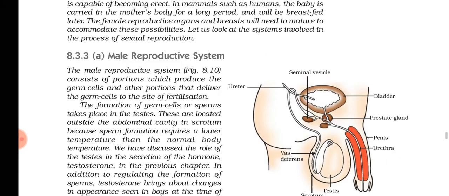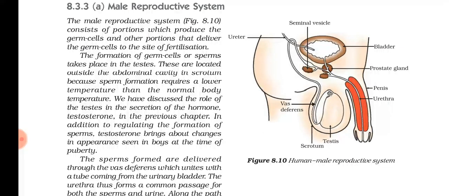Understood? So, what is the function of testosterone? Testosterone is a hormone produced by the testes, which helps in the formation of sperms, and it also controls the secondary sexual characters of a male. That is the various changes that appear in boys during puberty or adolescence. So that is the major function of testosterone. Testosterone is produced in the testes.